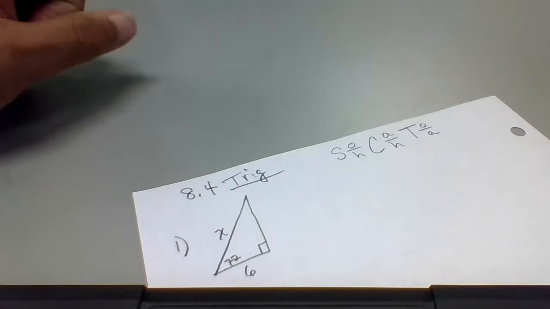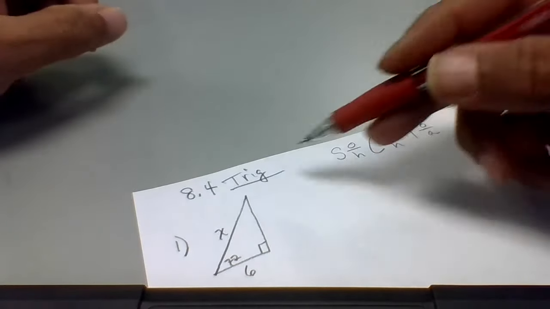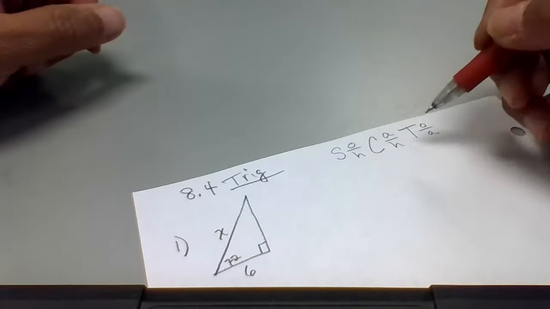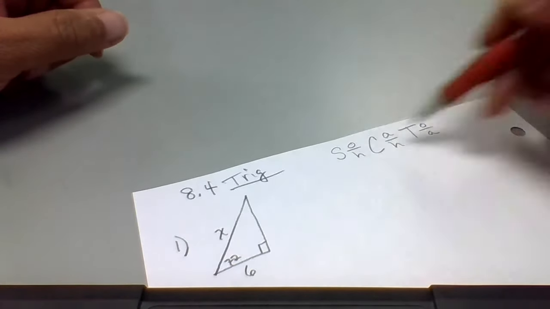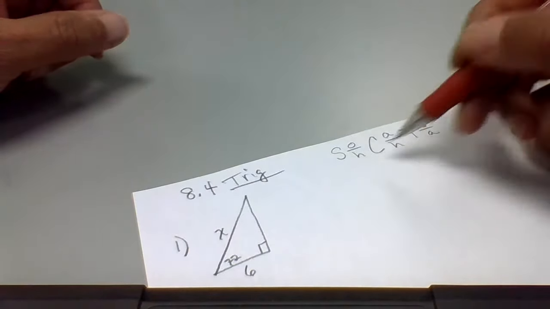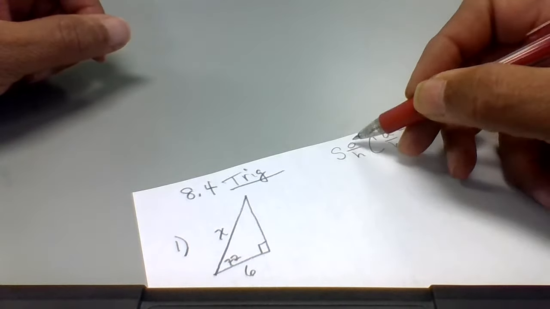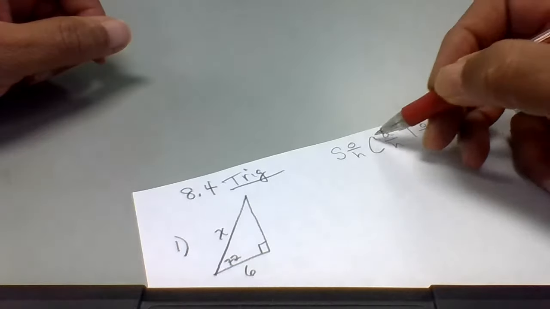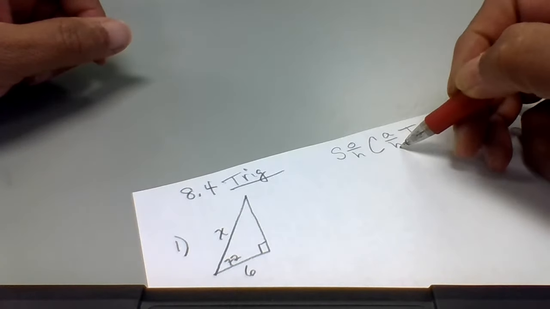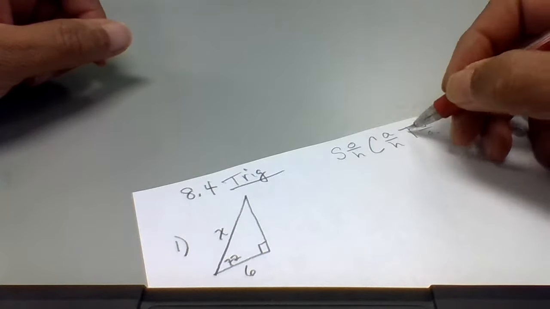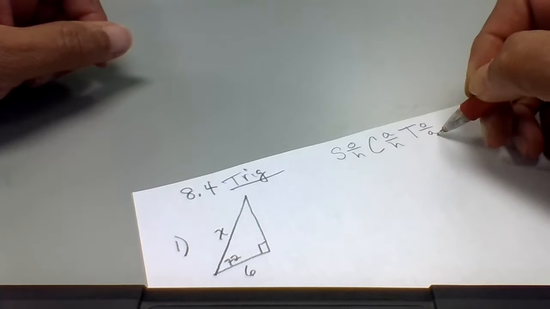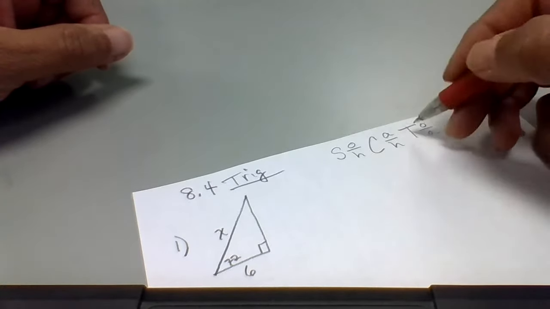Hello, this is 8-4. This is where we really start doing the trig. In order to do the trig, you have to know the different functions here. So to help you out, sine is opposite over the hypotenuse. Cosine is the adjacent over the hypotenuse. And tangent is opposite over the adjacent, SOHCAHTOA.